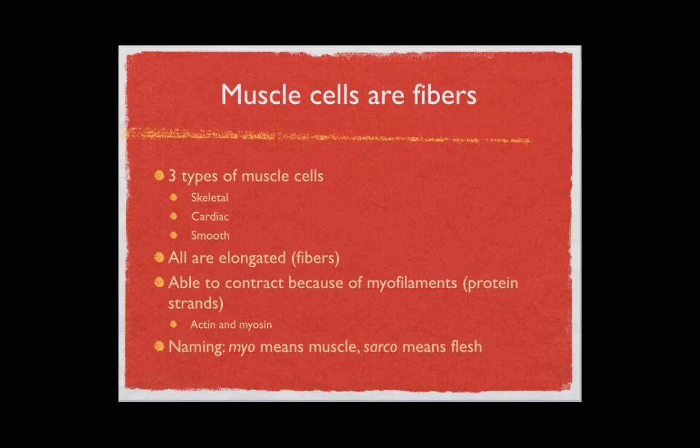Muscle cells are called fibers, and that's because all muscle cells are elongated. They're sort of a stretched out shape. They all contain myofilaments, which are long strands of protein, and myofilaments is what allows muscles to be able to contract. The types of myofilaments are actin and myosin, and we'll talk about how those work more in the second lecture. You're going to see myo and sarco a lot in this unit. Just a heads up about the prefixes. Myo means muscle, sarco means flesh.